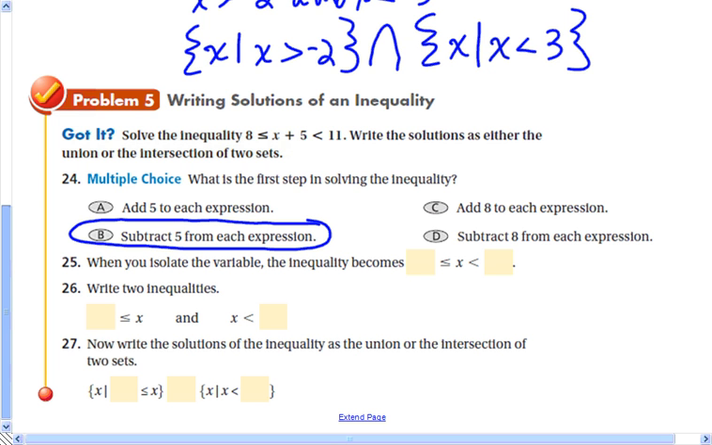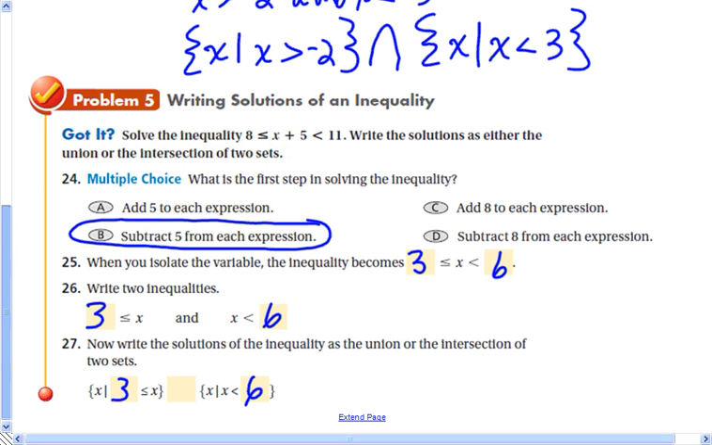When you isolate the variable, the inequality becomes: if we subtract 5 from 8, we get 3, if we subtract 5 from x plus 5, we get x, and if we subtract 5 from 11, we get 6. So we get 3 is less than or equal to x, and x is less than 6. Now write the solutions. The inequality is either the union or intersection, so x is greater than or equal to 3, and all numbers less than 6.